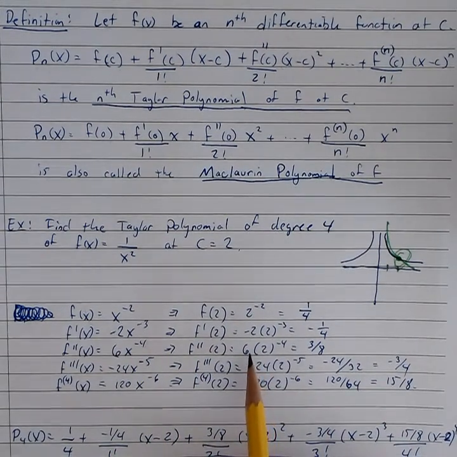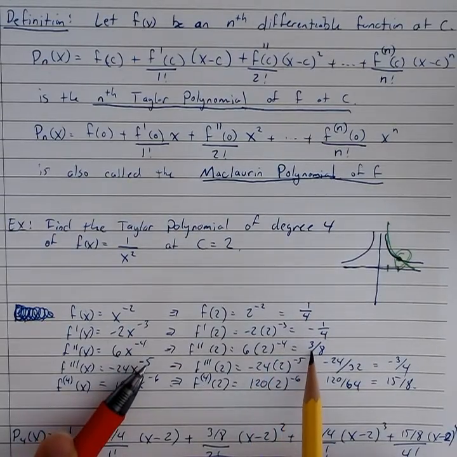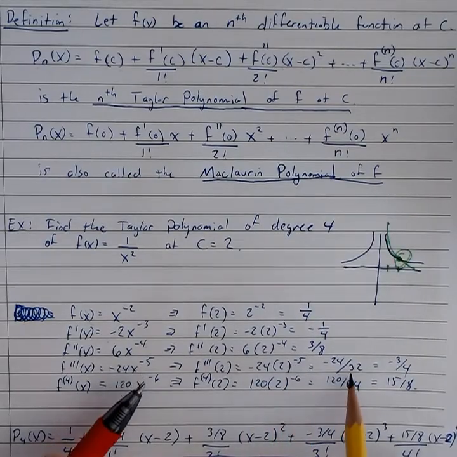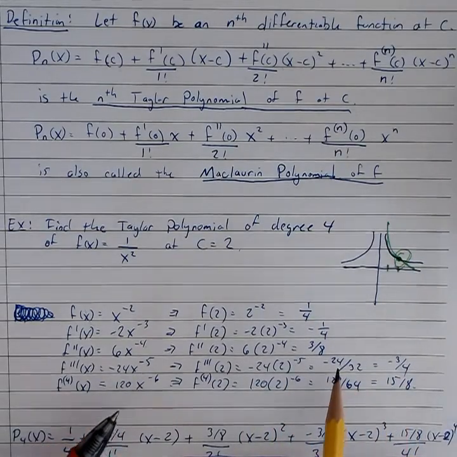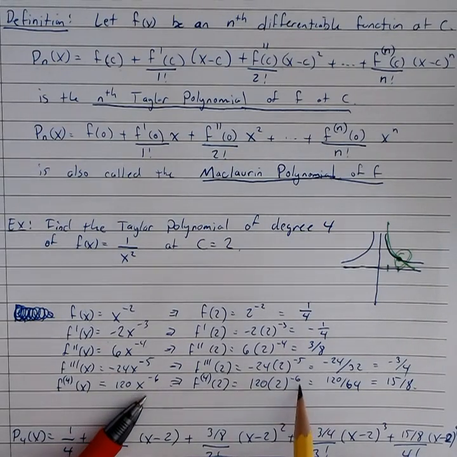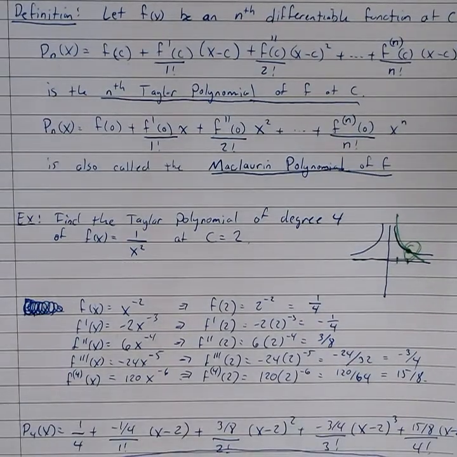That's going to give me 6 times 2 to the minus 4, that's 3/8. Negative 24 times 2 to the minus 5, that's negative 3/4. And let's see, that's 120 times 2 to the minus 6. That's 120 over 64, which reduces to 15 over 8. This is just arithmetic. I'm just plugging the number 2 into all of those functions.